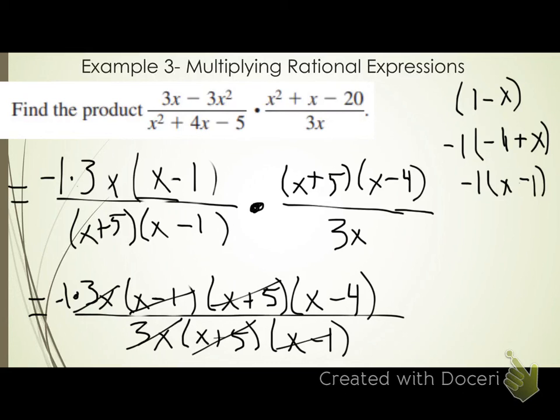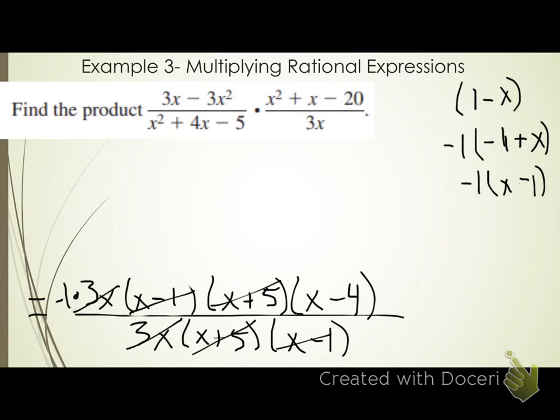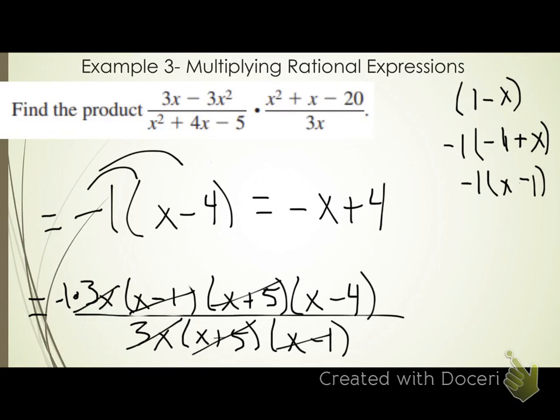Okay. X minus 4. Yes. That'll be our simplified expression, because we have negative 1 times x minus 4 left. And what can I do with that negative 1? Distribute. So I get negative x plus 4. That would be my simplified expression. Any questions there?